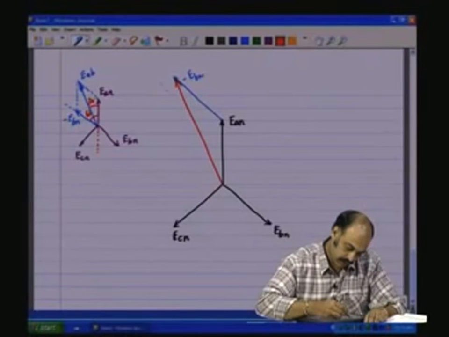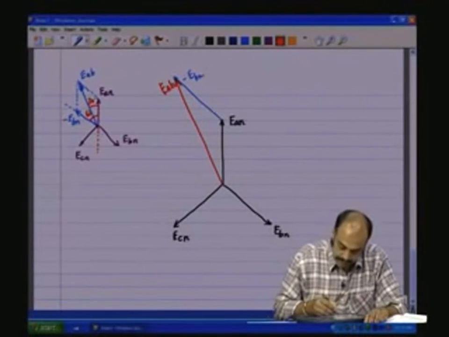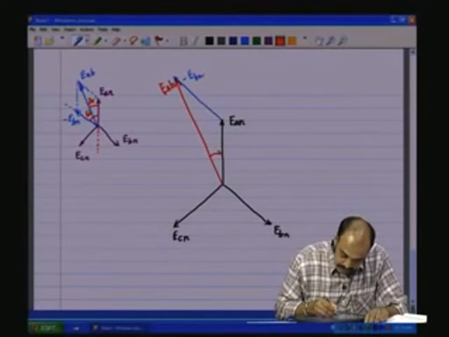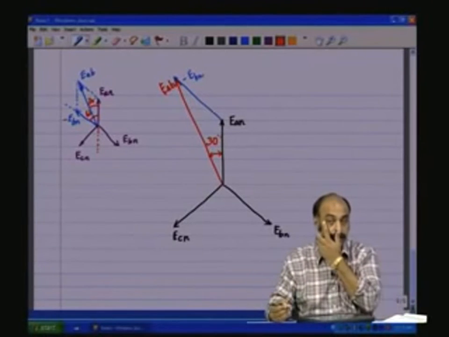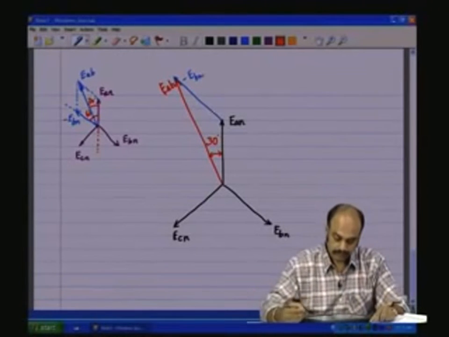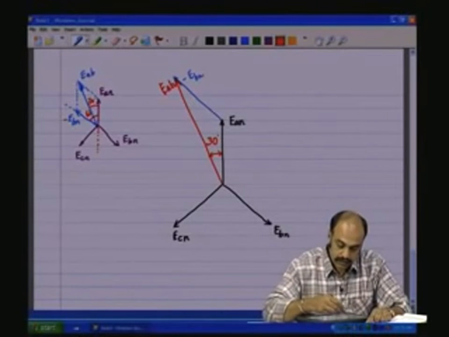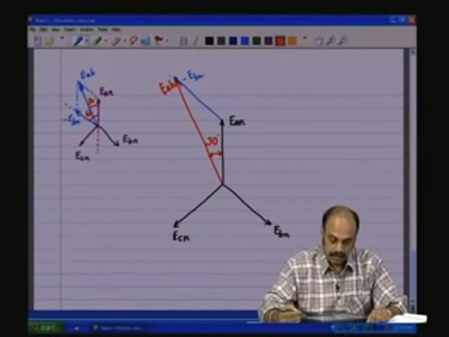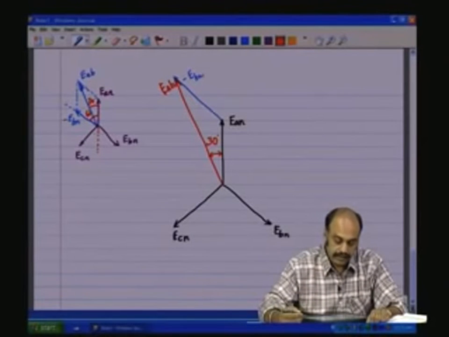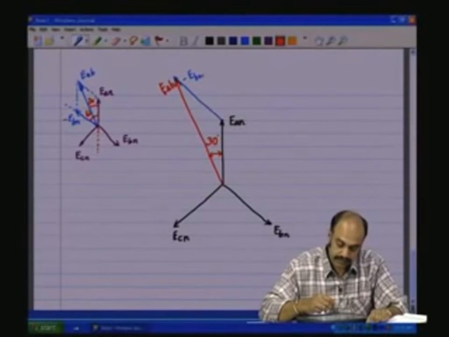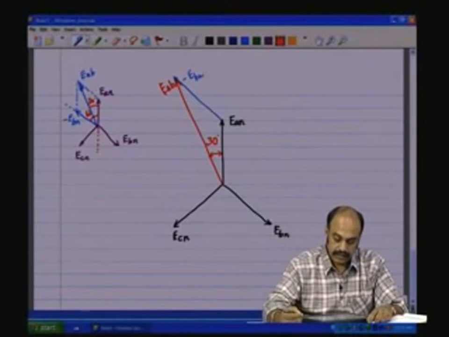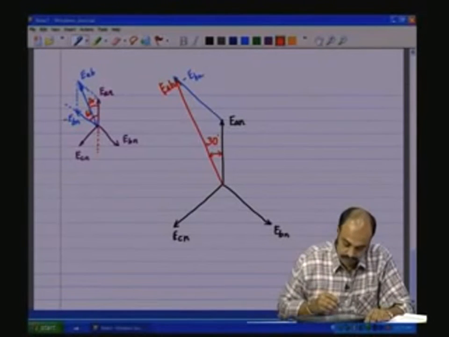this is EAB, and that is leading EAN, the phase voltage, by 30 degrees. So, this is the resultant, that is the line voltage with respect to the phase voltages EAN and EBN.